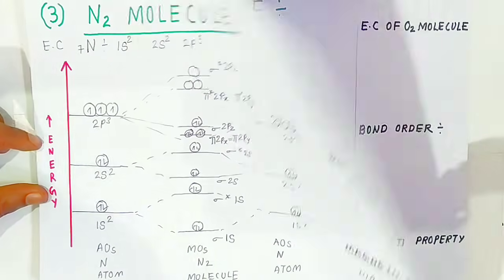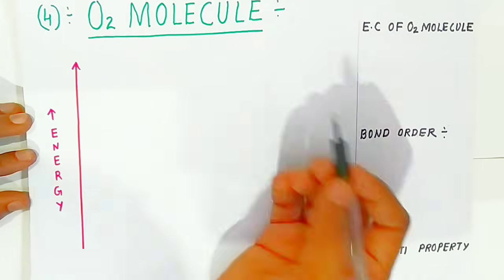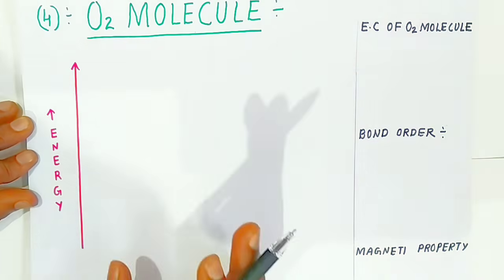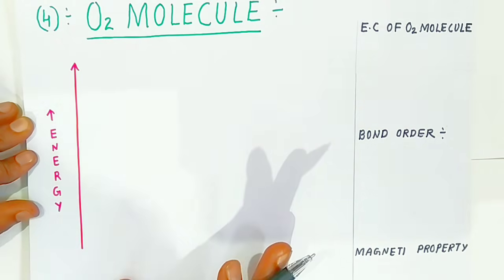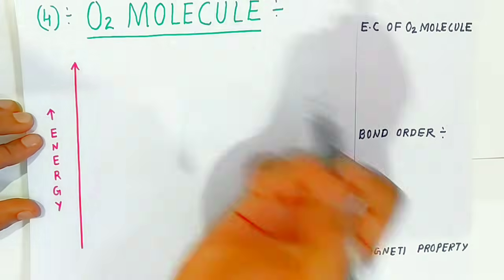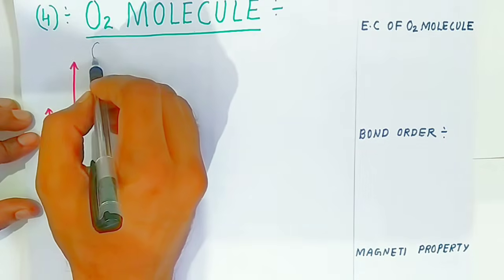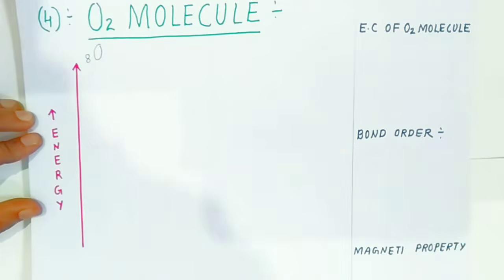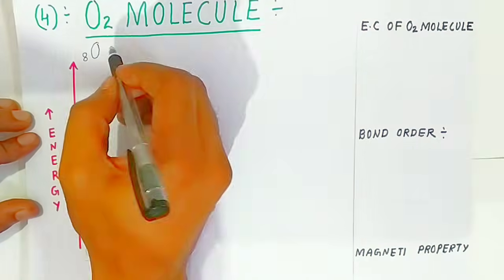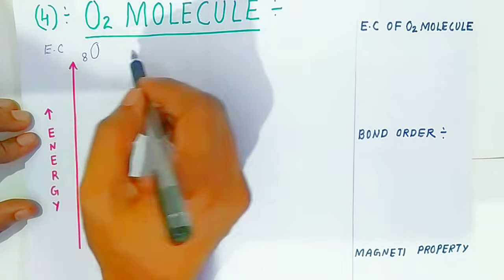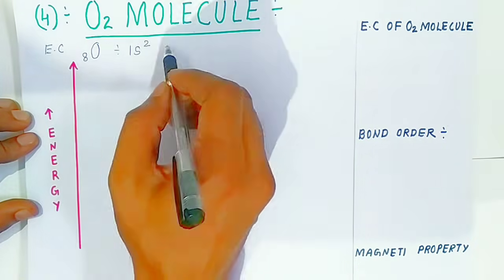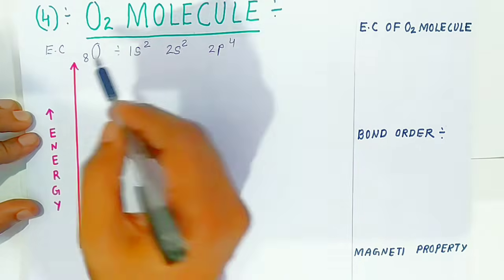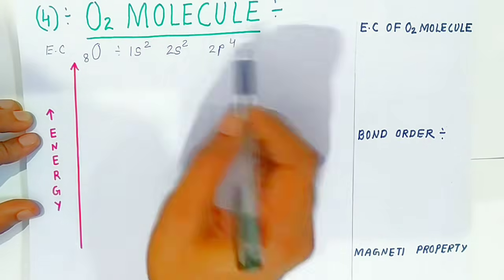Now the next molecule we are going to see students is the oxygen molecule. If you want to explain the electronic configuration, bond order and magnetic property of the oxygen molecule, you should know the molecular orbital diagram of the oxygen molecule. First of all you should know the atomic number of the oxygen atom. The atomic number of oxygen is 8. The electronic configuration of oxygen is 1s2, 2s2 and 2p4. So 8 protons, we can neutralize with 8 electrons.